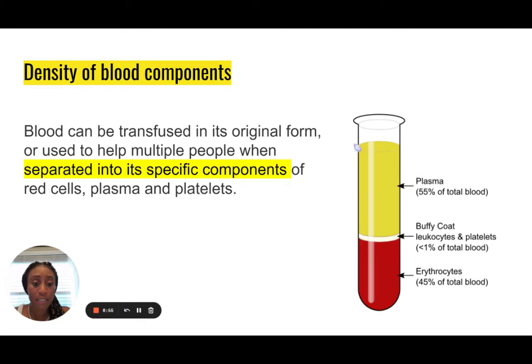So somebody might need the plasma, another person might need the red blood cells, another might need different parts of the blood. So density here is very important because here you could see that the red blood cells are more dense because they sink to the bottom, and the plasma is less dense because it goes up to the top. So the ones that are heavier or more dense are going to sink, and the ones that are less dense are going to float, right?